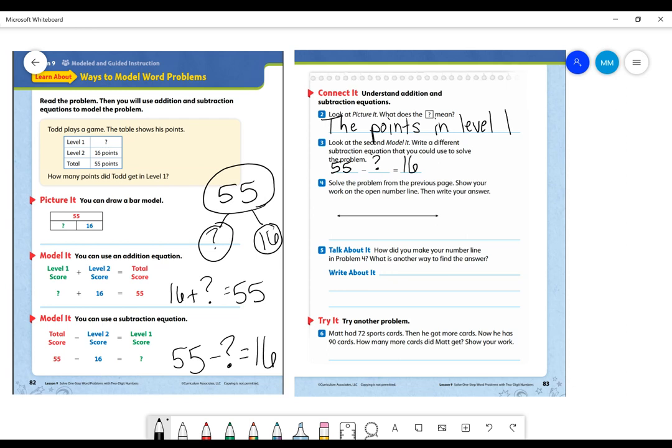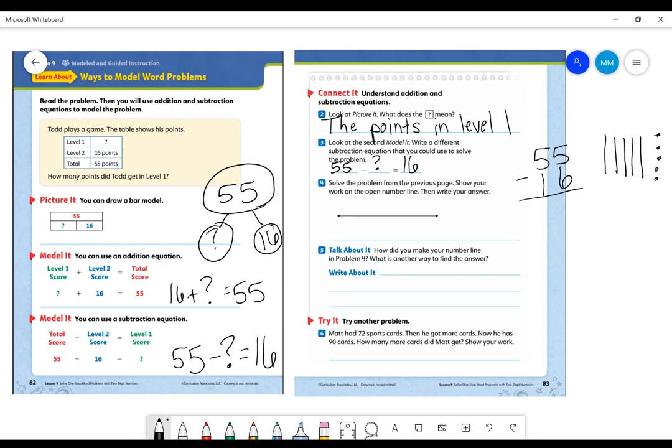It says solve the problem from the previous page. Show your work on the open number line, then write your answer. So friends, again, if it is easier for you to do an equation like this, do that. If it's easier for you to draw 55 and take away, do that too.